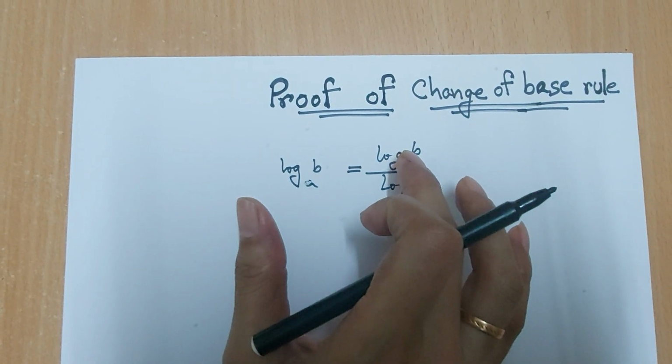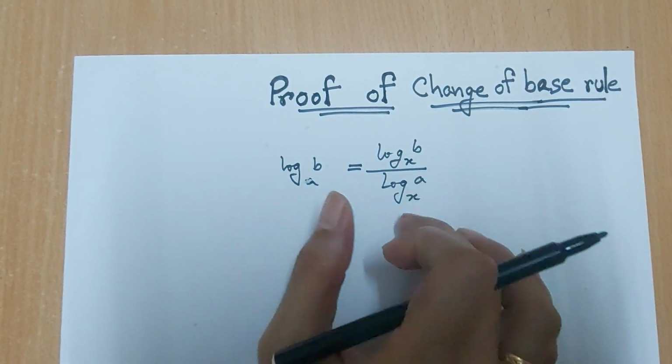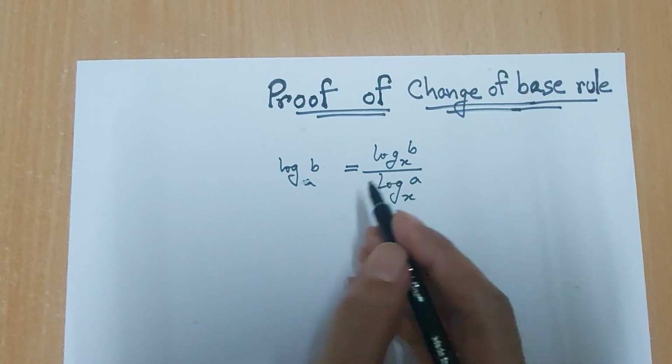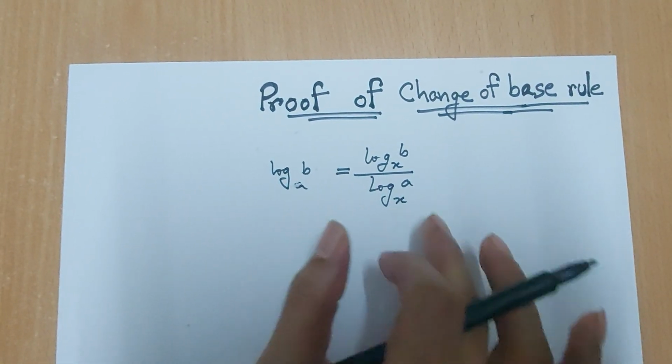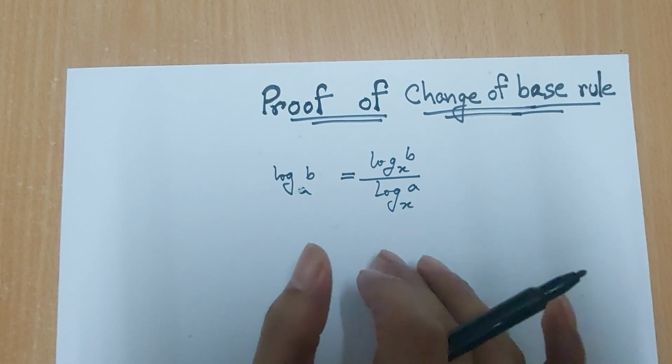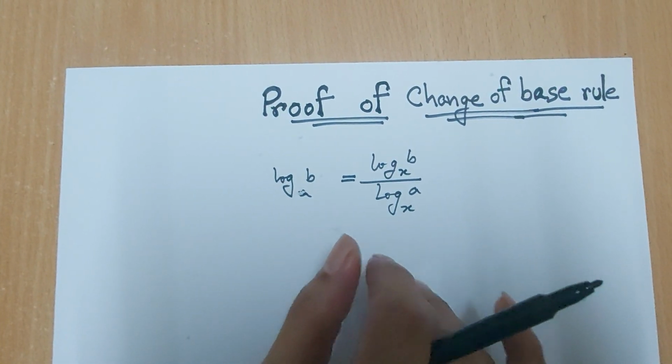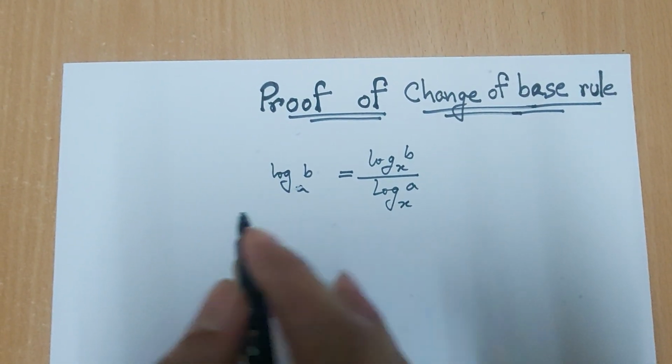Here the base has been changed. If it is required to change the base for any simplification, we can change it easily by using this rule. So let's see how I can prove it.